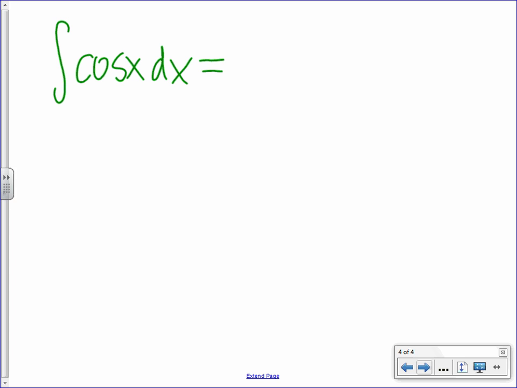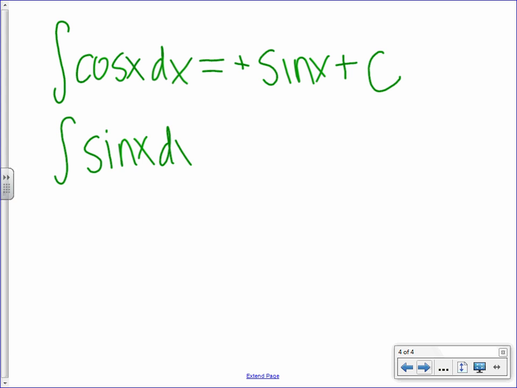What is this? We talked about it yesterday. That's the negative sine of x. It's just sine, because the derivative of sine is cosine. Okay? What is this one? Negative, because the derivative of cosine is negative sine.